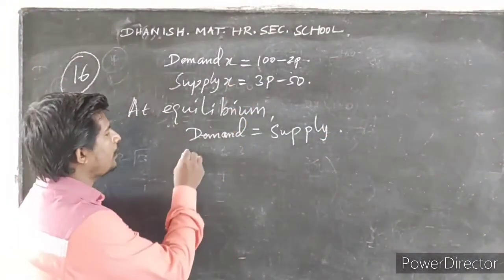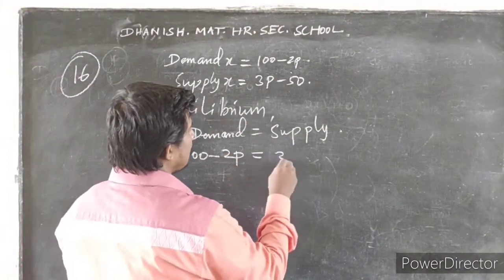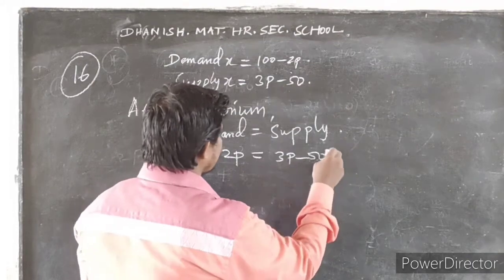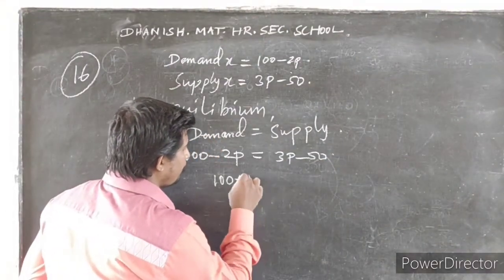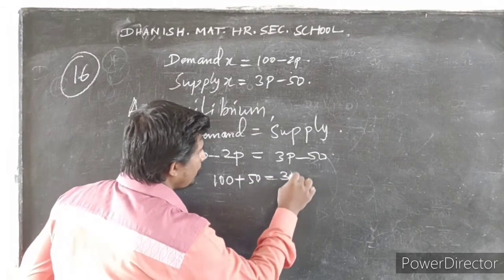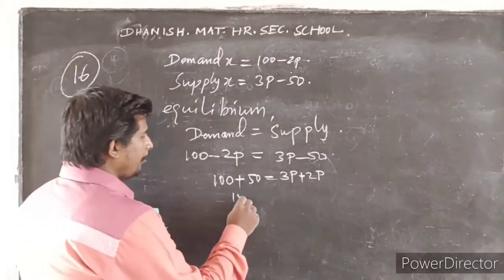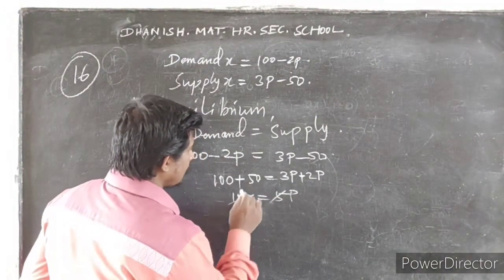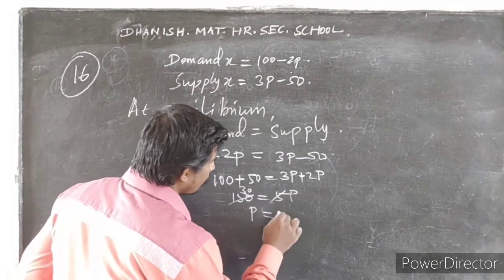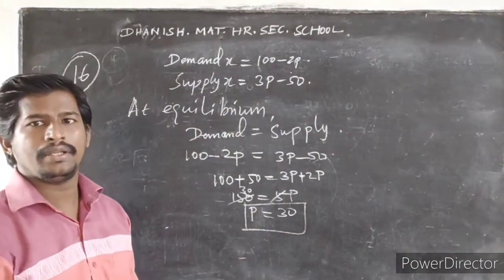So what's our demand? 100 minus 2p equal to 3p minus 50. Now 100 plus 50 equal to 3p plus 2p. Now 150 equal to 5p. So p equal to 30. So our equilibrium price is rupees 30.